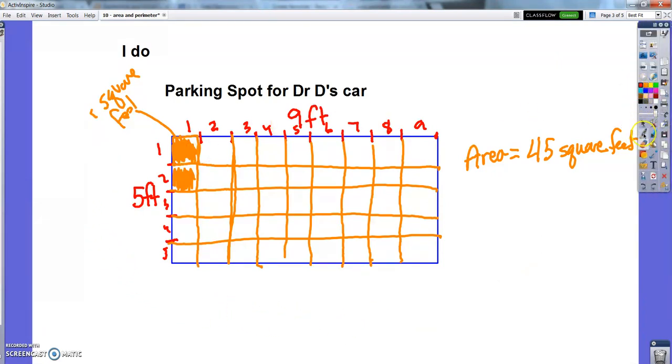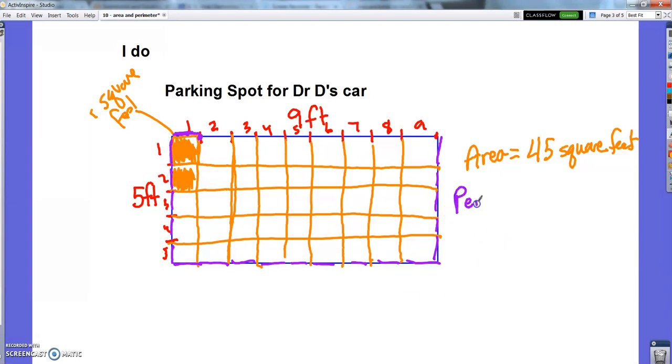Perimeter is how far I go around the outside. Like if I were to paint the outside of my parking spot, like paint the edges, I'll count that up. So now, thanks to making those tiles, I can count them. Remember, I'm not counting here, I'm counting here. How many 1 foot rulers go around my thing? 1, 2, 3, 4, 5, 6, 7, 8, 9, 10, 11, 12, 13, 14, 15, 16, 17, 19, 20, 21, 22, 23, 24, 25, 26, 27, 28 rulers go around there.